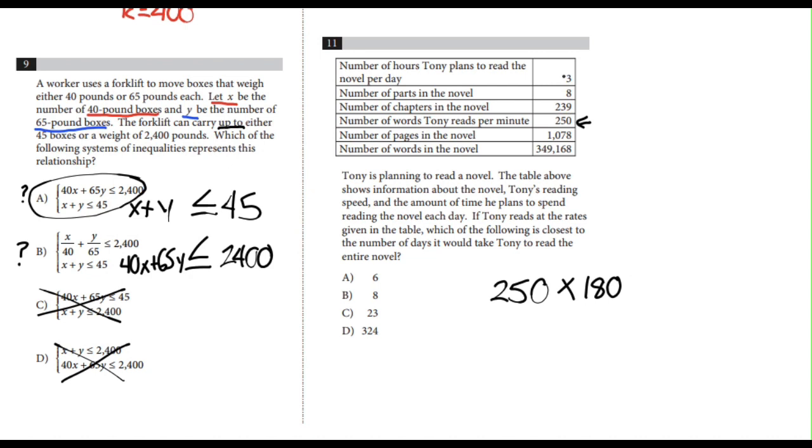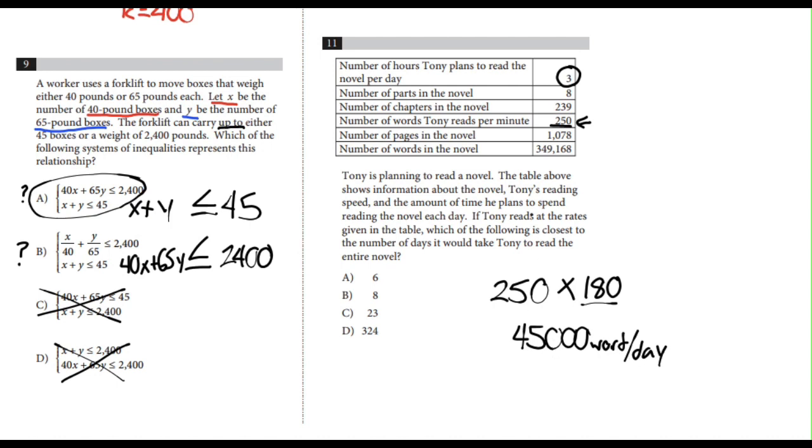It says that he reads 3 hours per day, and he reads 250 words per minute. So if he's reading 3 hours per day, that means that he's reading for a total of 180 minutes. And if he's reading 250 words per minute, this will be the total amount of words that he reads per day, which would be 45,000 words per day.